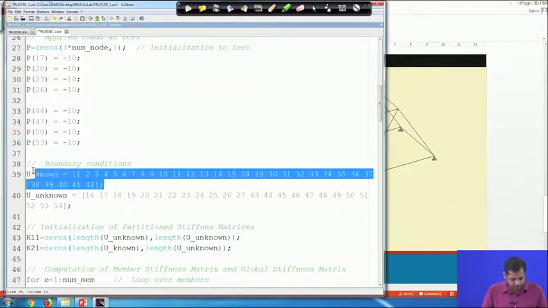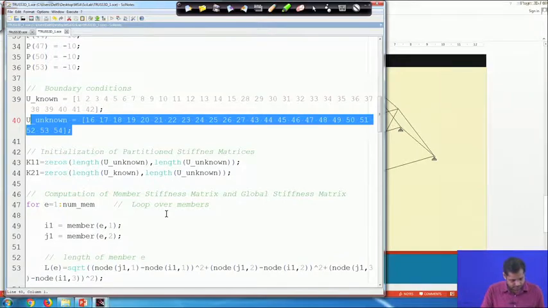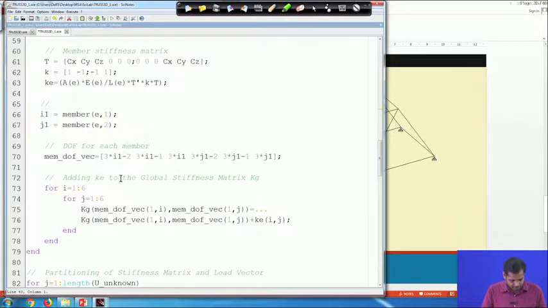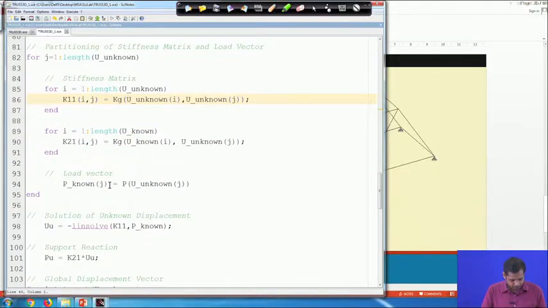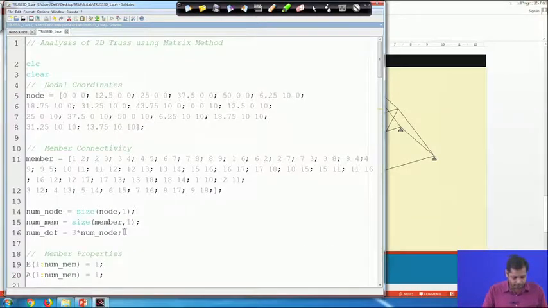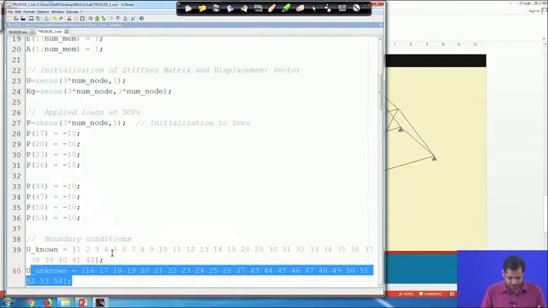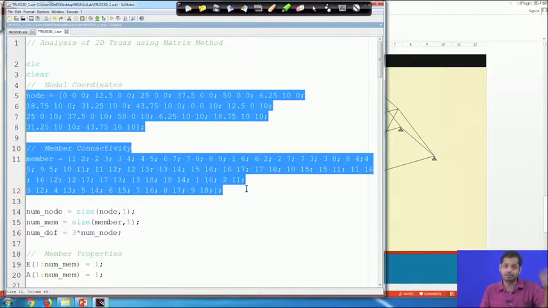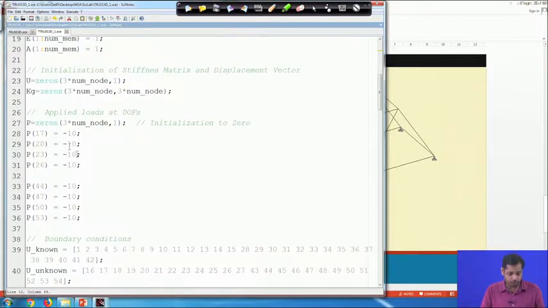Now, the boundary condition: this is the known degrees of freedom, and this is the unknown degrees of freedom, as we have discussed. Finally, it is the same procedure, and then we have K1 and K2. The rest of the steps are all general. The only thing we have to give as input is the information about the configuration of the structure, the boundary, and the load.